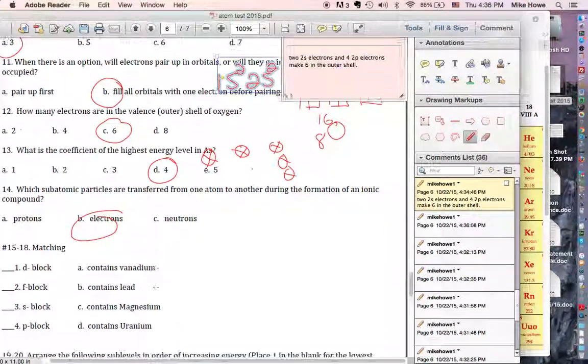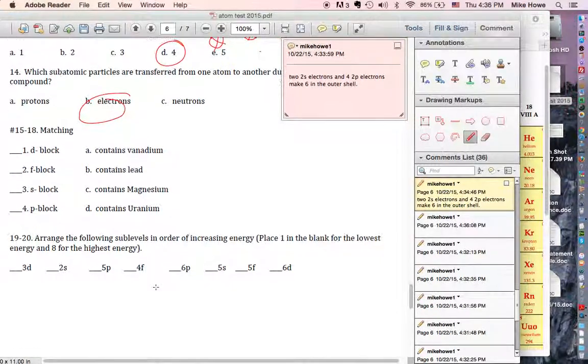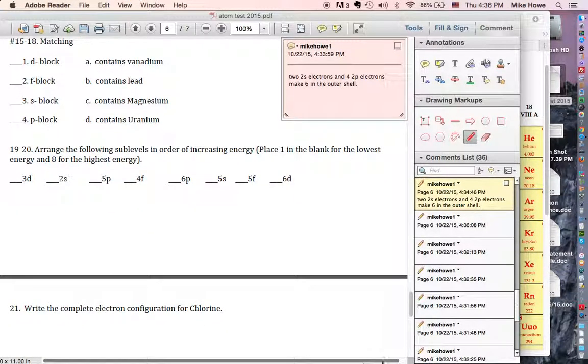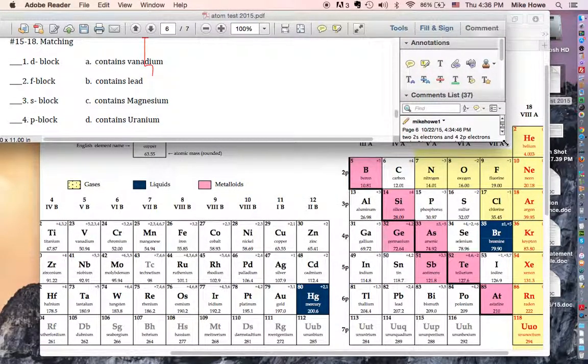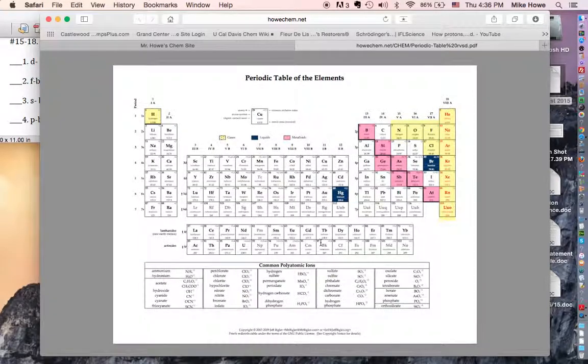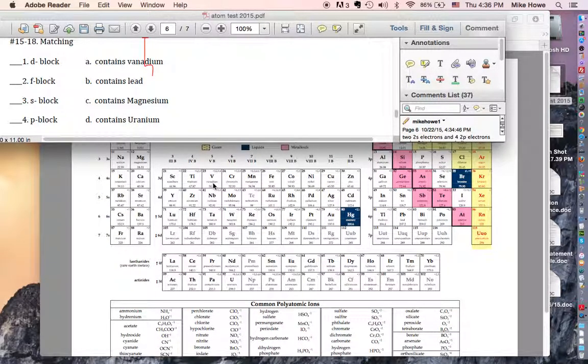All right, now the matching. The easiest way to do this maybe, if I shrink this up a little bit, like that. Okay. I'm going to make this a little smaller. All right, so in the D block, there's vanadium. So it's right here. See, it's in a D block, 3d. So the answer to number 1 there would be A.